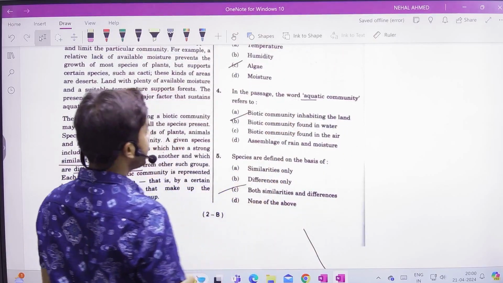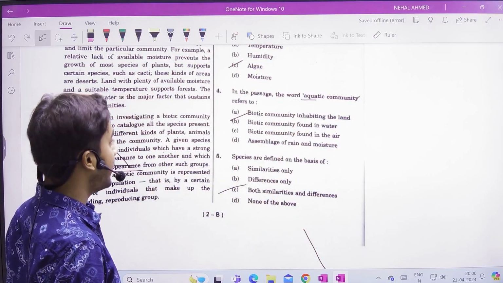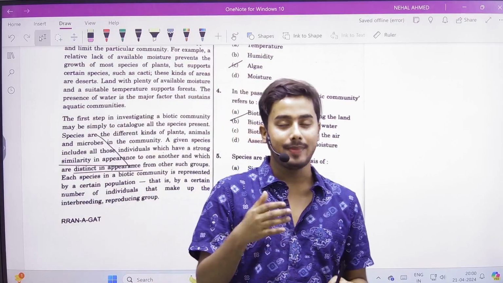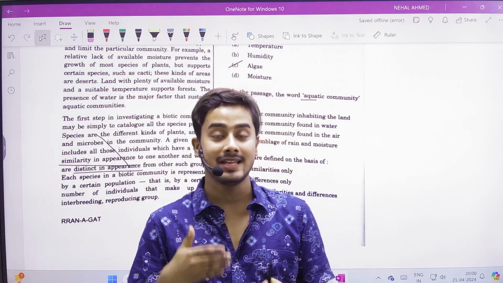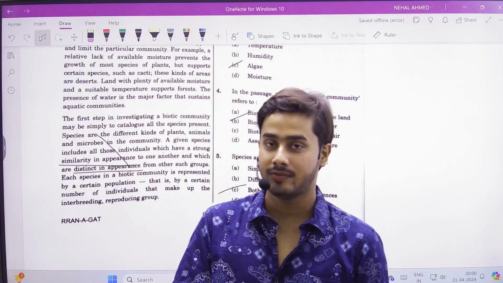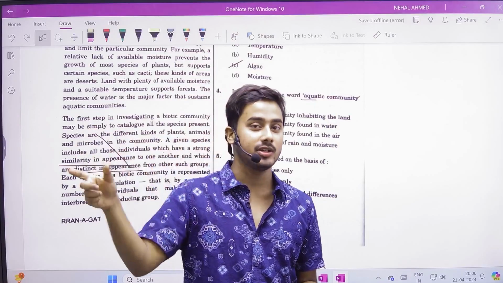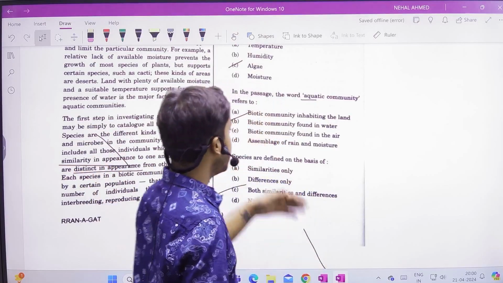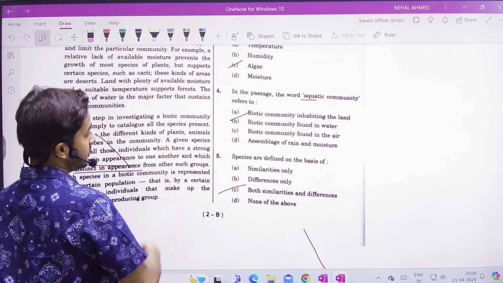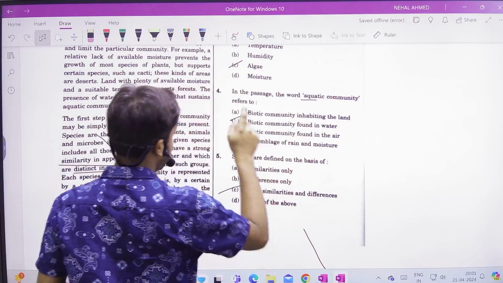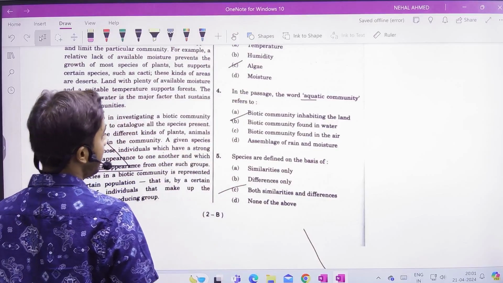Going to our next question, in the passage the word aquatic community refers to, so we don't really require a passage to understand what an aquatic community might refer to, because the word aquatic comes from the word aqua, which refers to water. So it inevitably makes the option which has the word water in it the answer. So biotic community found in water is basically what aquatic community means.